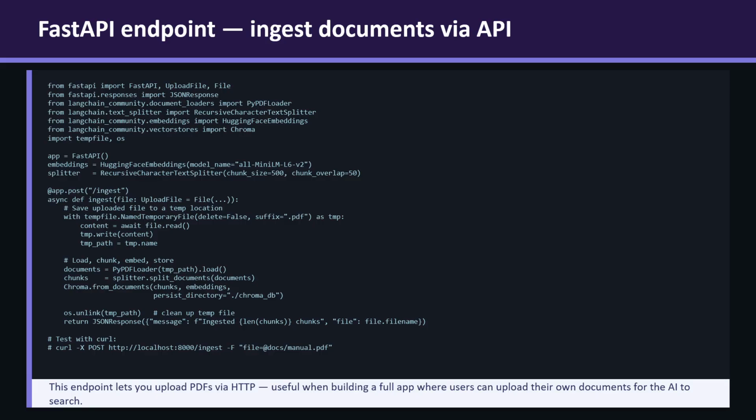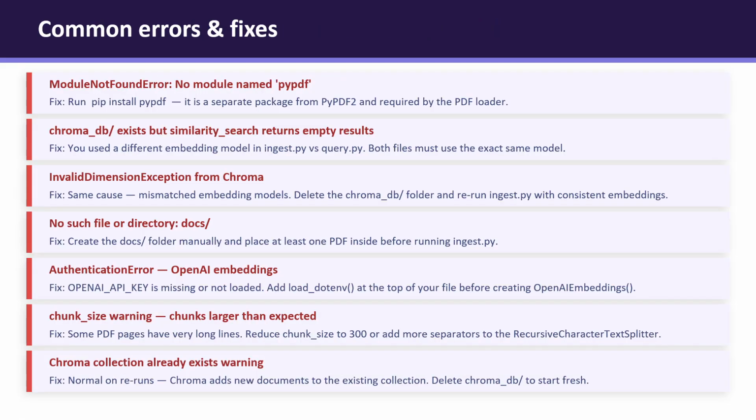The pipeline inside the endpoint is identical to ingest.py. Load, chunk, embed, store. The only difference is the source is an uploaded file instead of a folder. You can test this endpoint with curl using the capital F flag to attach a file. The @ symbol before the file path tells curl to read the file from disk and send it as an upload. Let's see common errors.